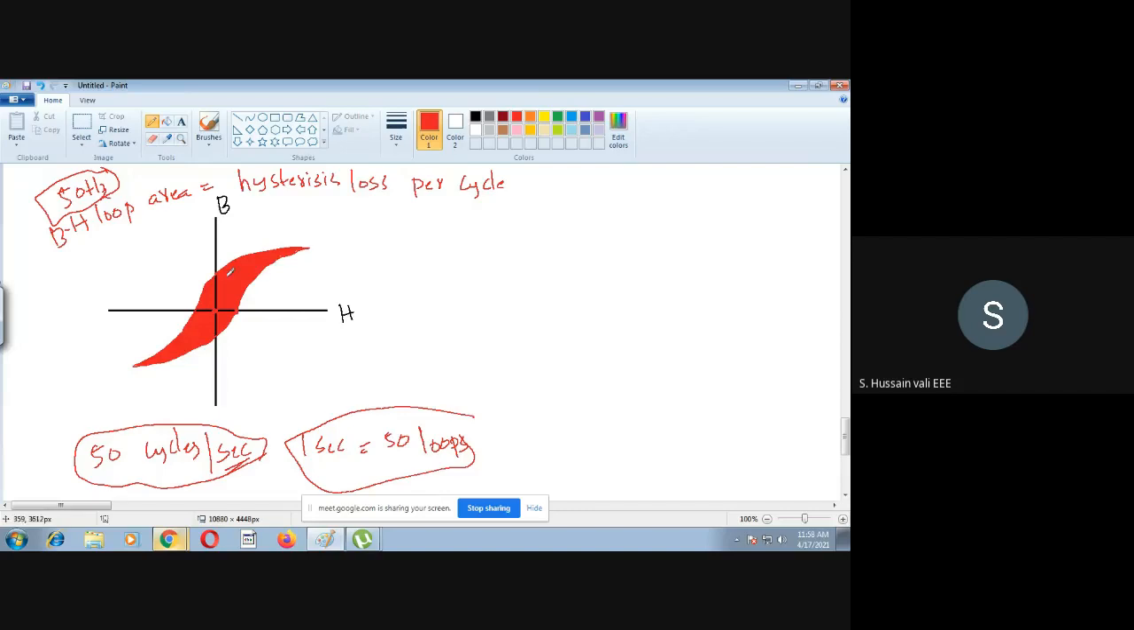Of course, all the loops are here only. But one thing I'm saying is that in 1 second there will be 50 loops if the frequency is 50 hertz. So in every loop there is a hysteresis loss. So 50 loops means 50 times the area of one loop. So you will get the total area as 50 into the area of one loop. So every area you call one hysteresis loss. Likewise you can calculate the hysteresis loss.